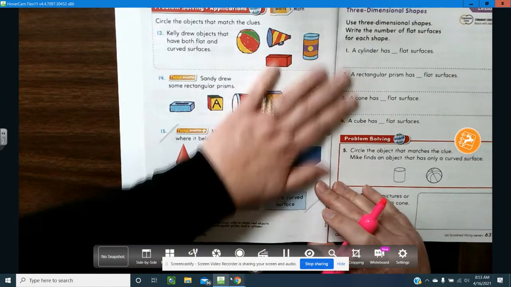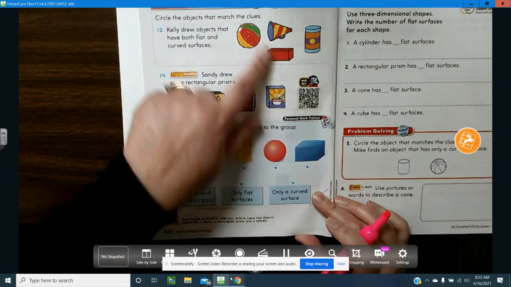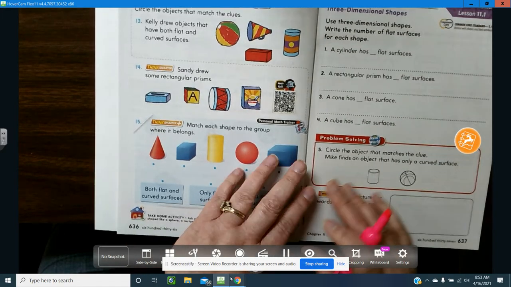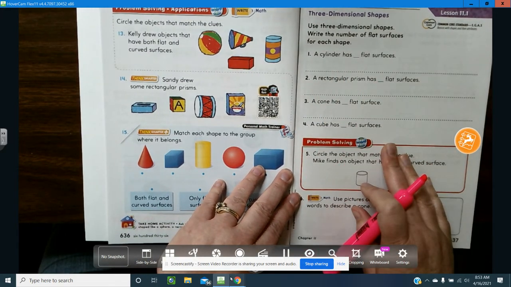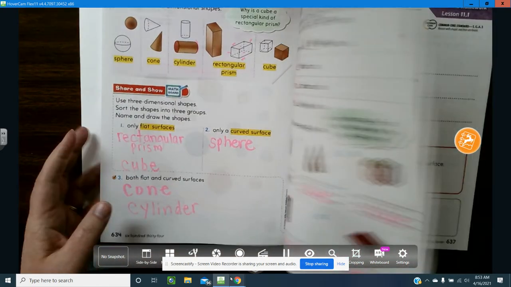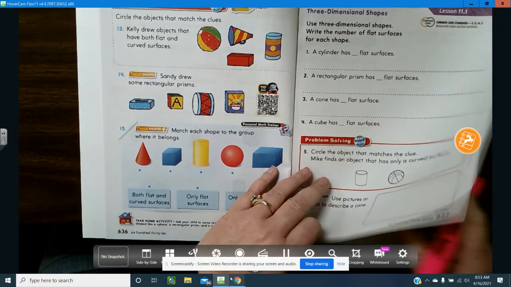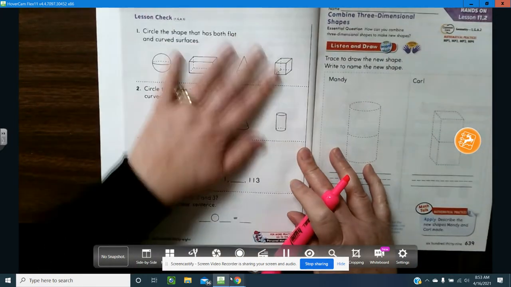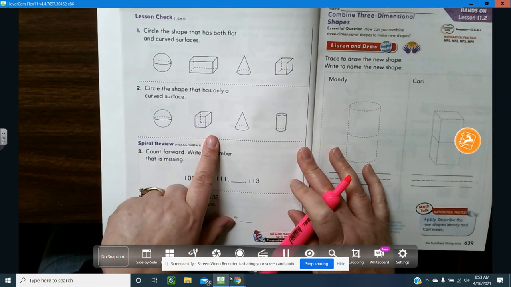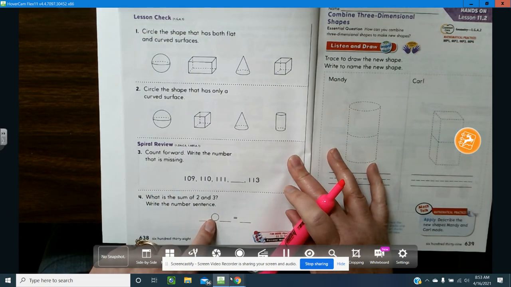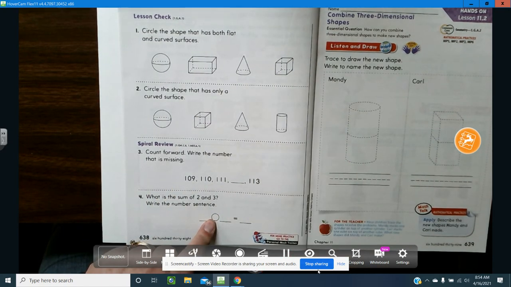Okay, boys and girls, I'm going to let you go ahead and do this page with your family and also do this page. If you need help figuring out the answers, you can always look back to what we've already talked about. And then on the back, there's just a couple more shapes that you need to work with and then some review questions. Hope this helps you get your work done this week.